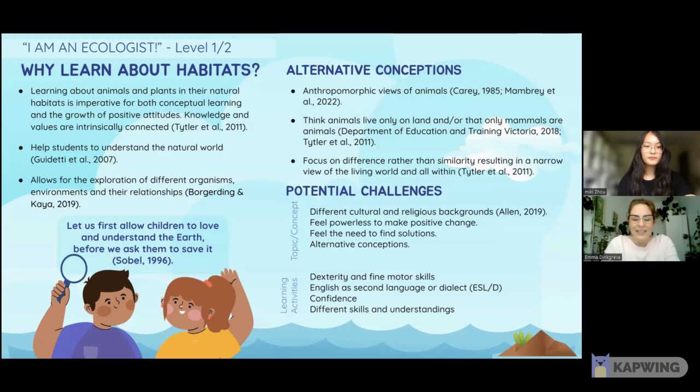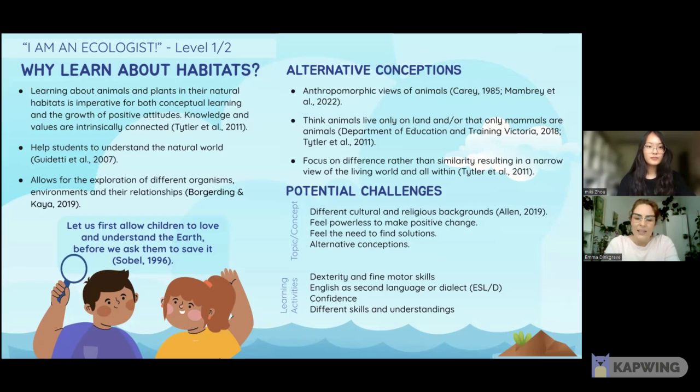In teaching this unit, we must consider and respect different cultural and religious backgrounds which might shape conceptions. We must also be sensitive to emotions of our little learners when exploring man-made changes to habitats, such as within the river story, as they might feel overwhelmed and burdened with the weight of having to find solutions. We must provide opportunities for our students to love and understand the earth before we ask them to save it.